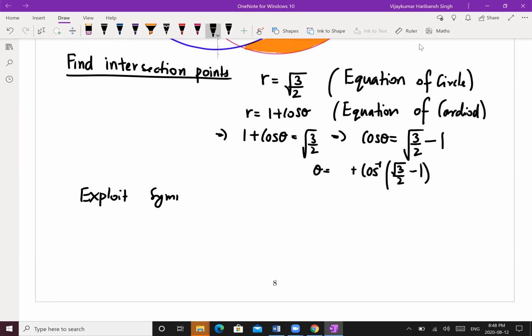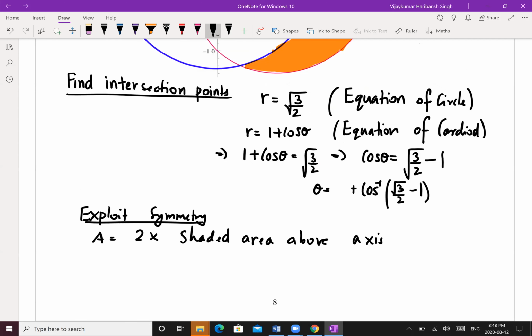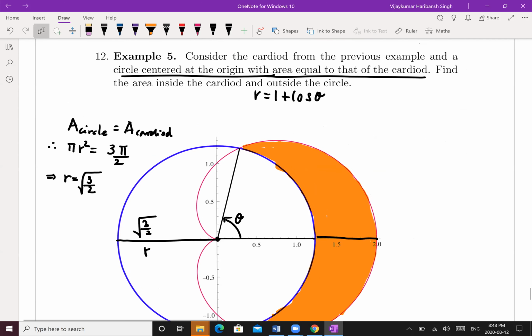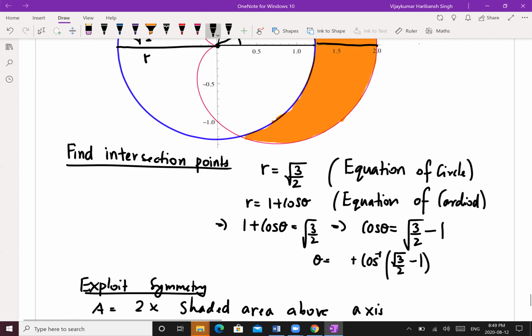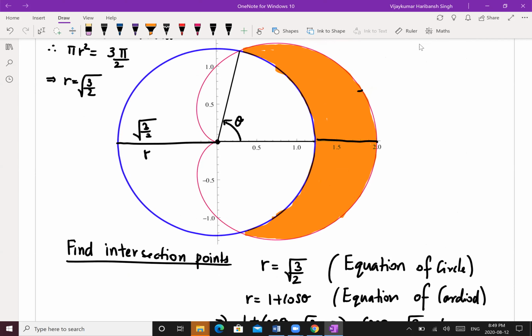So how are we going to exploit the symmetry? Well, area is 2 times the shaded area above the x-axis, right? So then we have the integral. So you have to basically do outer curve minus inner curve. The outer curve is the cardioid, right?